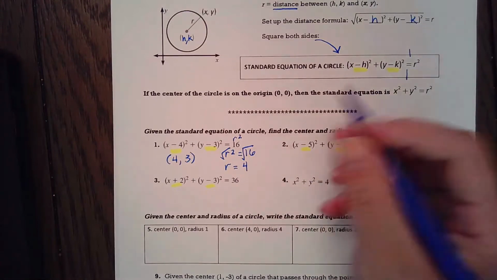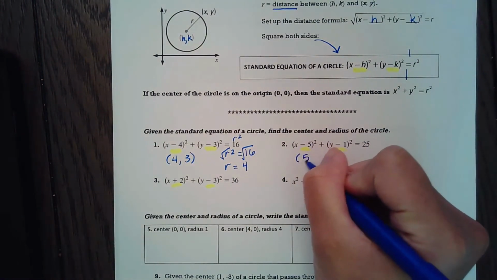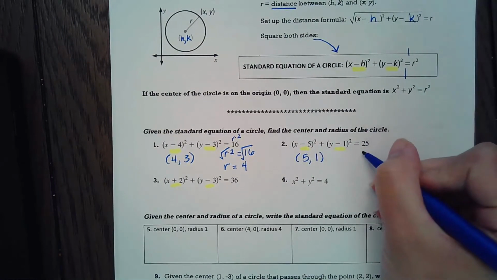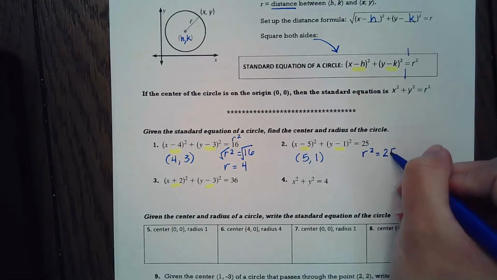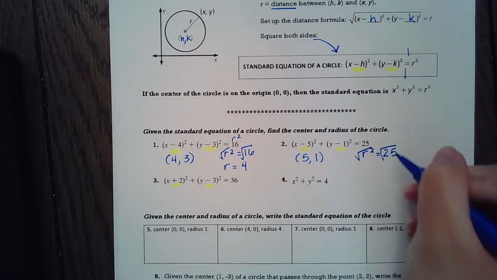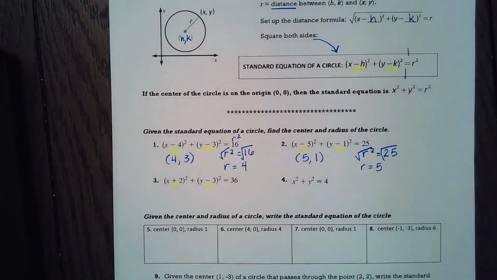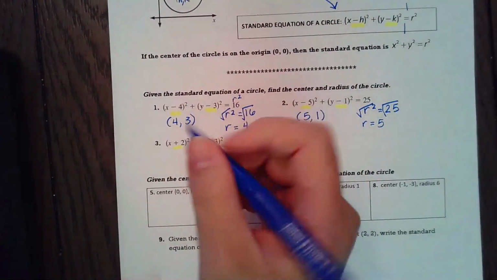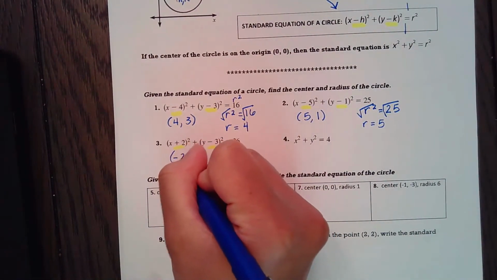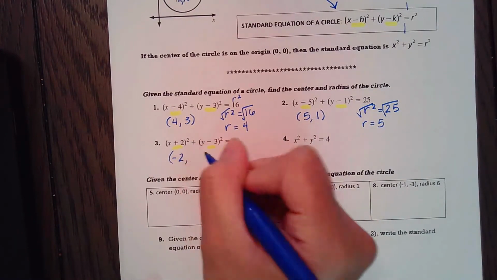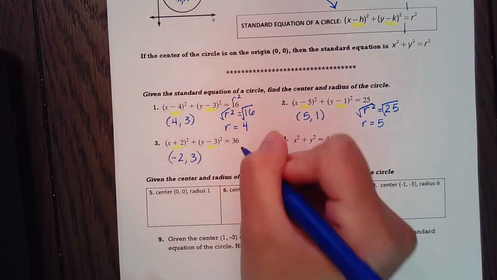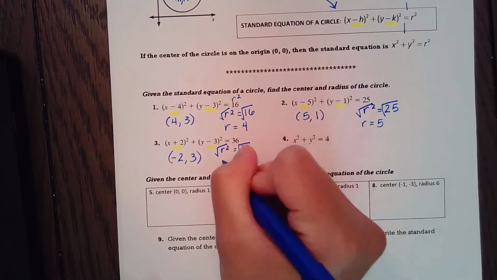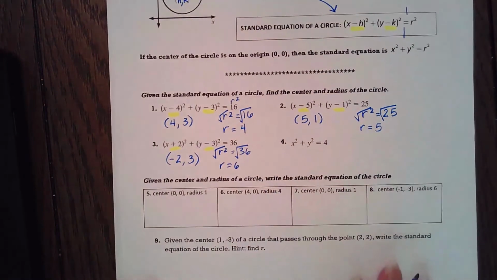Same kind of thing here. We take the opposite of -5, which is +5, and the opposite of -1, which is just 1. Over here, r squared equals 25, and we have to get r by itself, so r equals 5. Hopefully you're getting the gist. Opposite of 2 is -2, opposite of -3 is 3, and then r squared equals 36, square root that, r is 6.